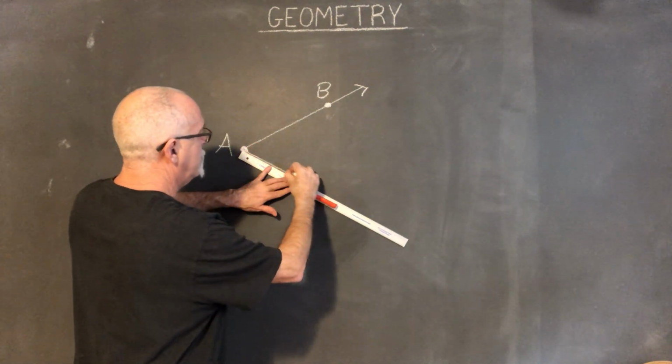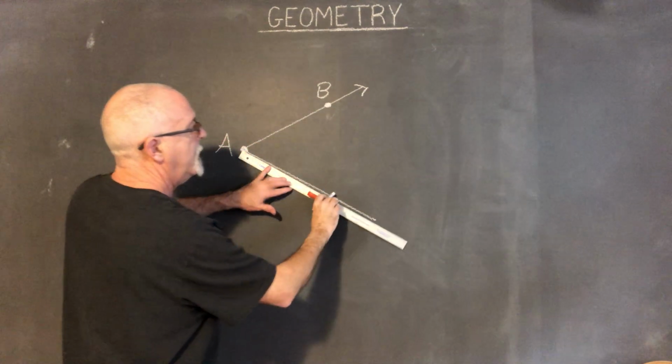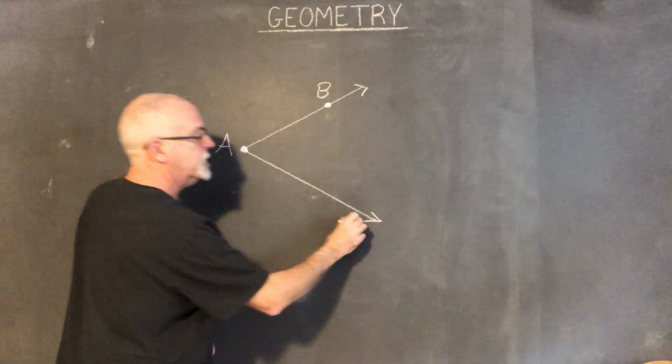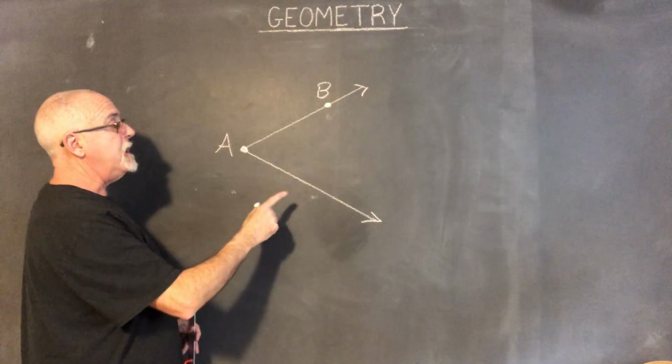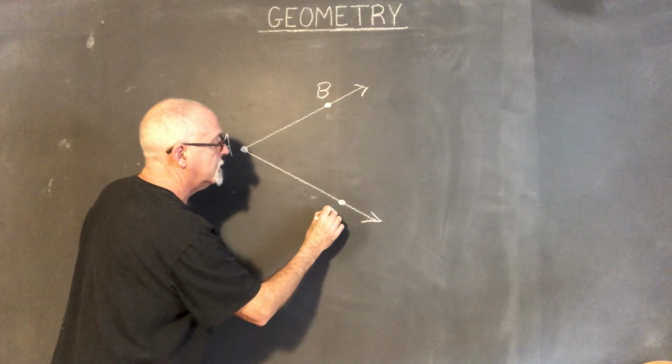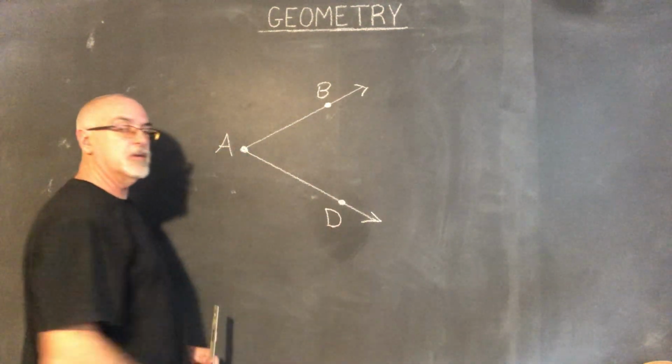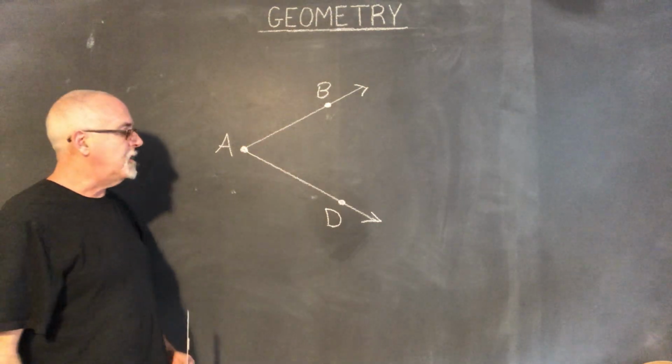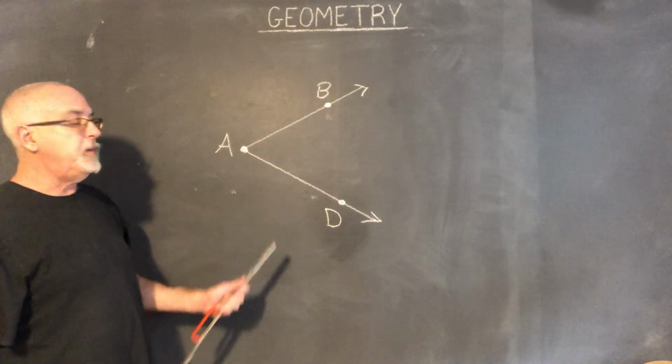Okay, if I draw another line and put an arrow on the end to show that it is also a ray coming from that point A, and I guess I'm going to call this, you thought I was going to use C, but I decided I wanted to use D. Okay, so we have ray AB and we have ray AD.